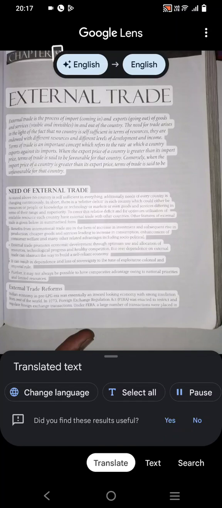Chapter 9. External Trade. External trade is the process of imports, coming in, and exports, going out, of goods and services, visible and invisible, in and out of the country. The need for trade arises in the light of the fact that no country is self-sufficient in terms of resources. They are endowed with different resources and different levels of development and income.